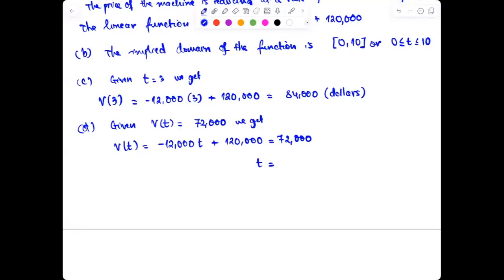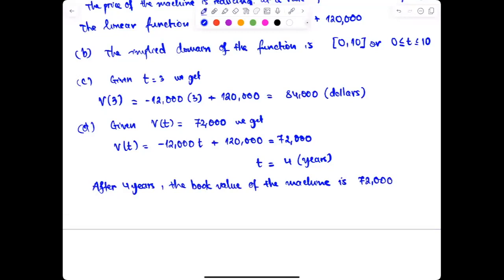4. So t is equal to 4. What is the unit here? Years. Okay. So draw conclusions here. You can say that after 4 years, the book value of the machine is $72,000. So after 4 years, the book value of the machine is $72,000.